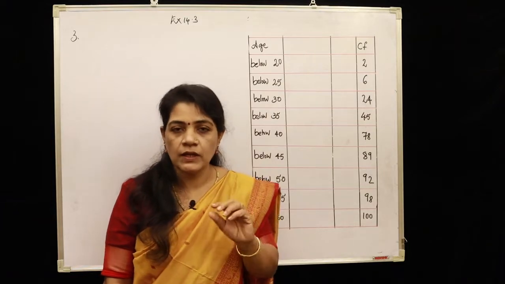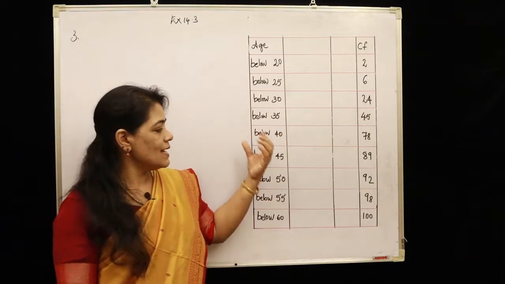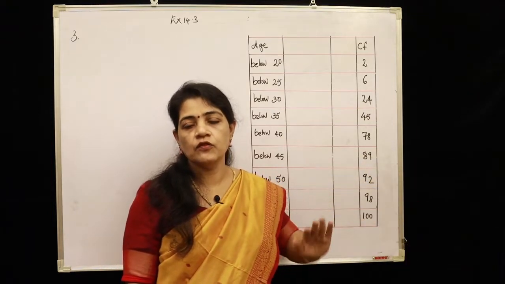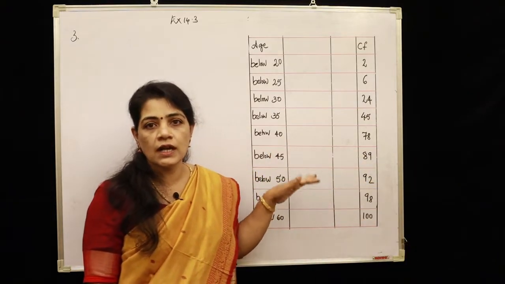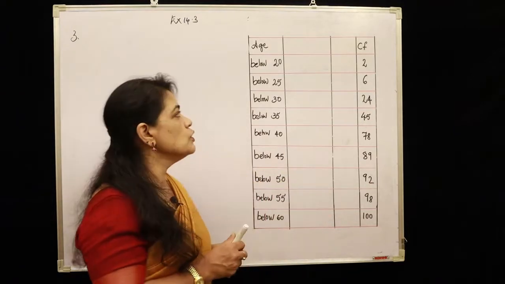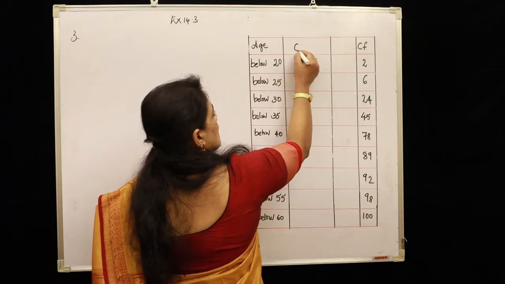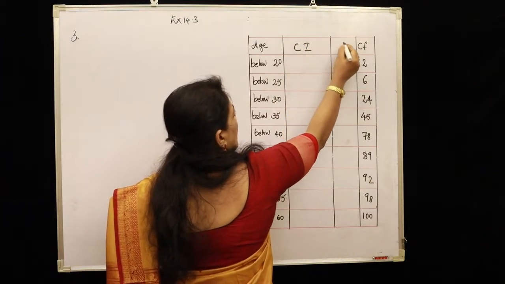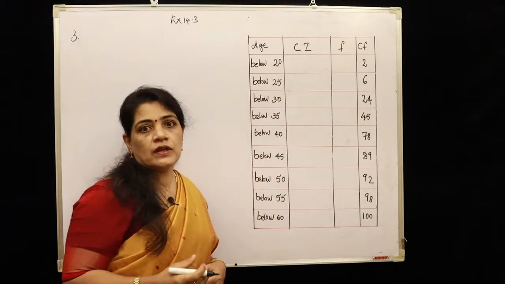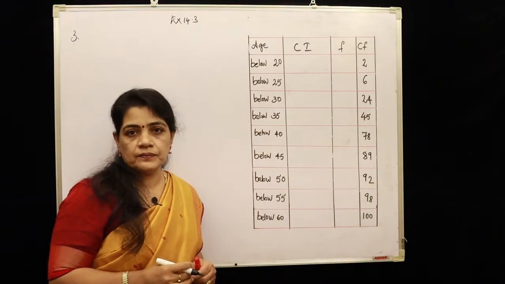Understood children? In short, we have been given less than type and its corresponding cumulative frequency. So the first step is to convert this into class interval form with its frequency. First I am going to find the class interval and its frequency. Here this is the cumulative frequency, that is the frequency given.